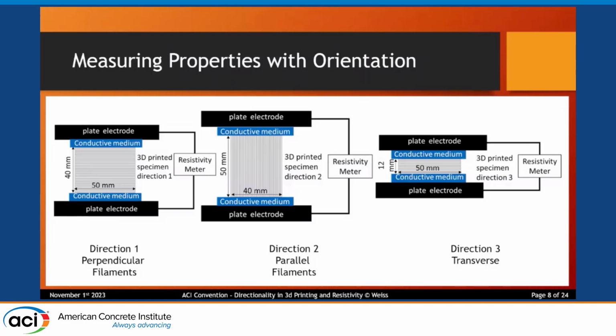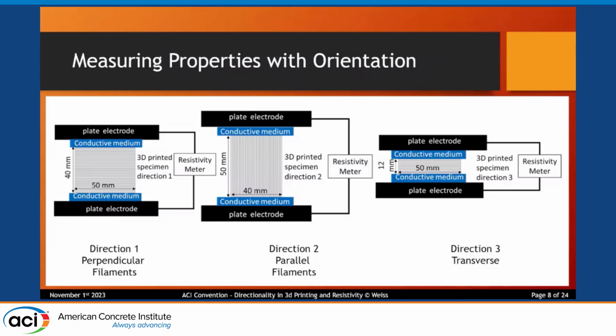So here you'll notice that the printed filament direction is perpendicular. Here it's in the length, the direction of the current. And again, here in the third direction, we have it shorter because it's only going to be printed about a half inch thick, and we're going to measure that as well. So perpendicular direction, parallel direction, and transverse direction. And we'll talk about the role that this plays.